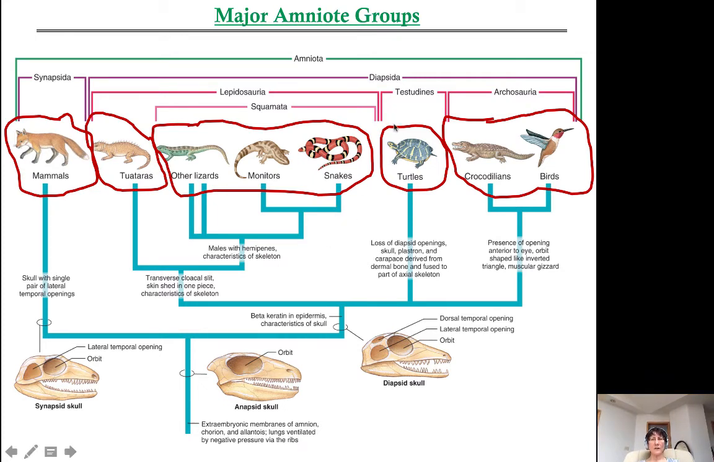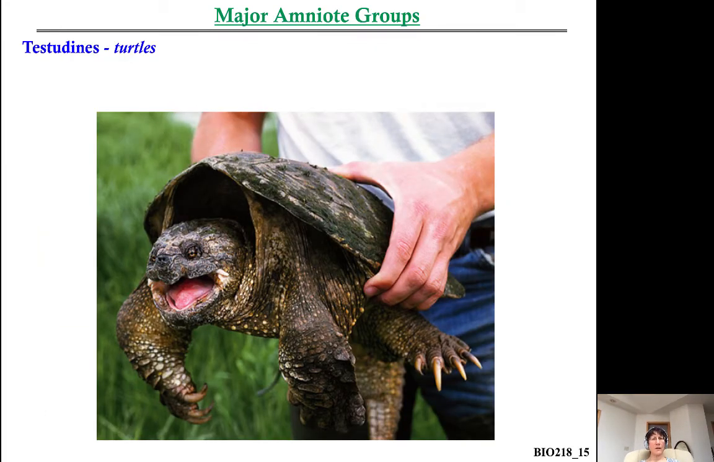So we're actually going to cover them first as the weirdos, and then we'll go and talk about the other taxonomic groups. But do remember, we'll come back to mammals last, but mammals are synapsids, turtles are anapsids, everything else is a diapsid. Okay, so let's do turtles first.